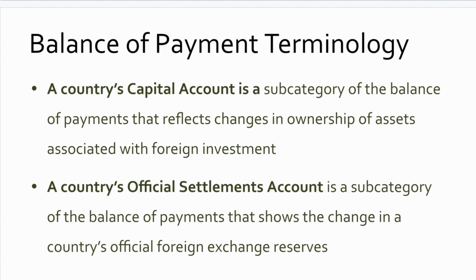A country's capital account is a subcategory of the balance of payments that reflects the changes in ownership of assets associated with foreign investments. And a country's official statements of account is a subcategory of balance of payments that shows the change in a country's official foreign exchange reserves.